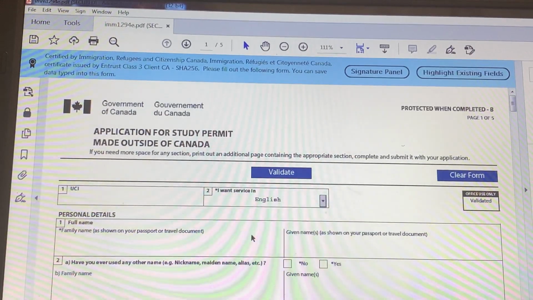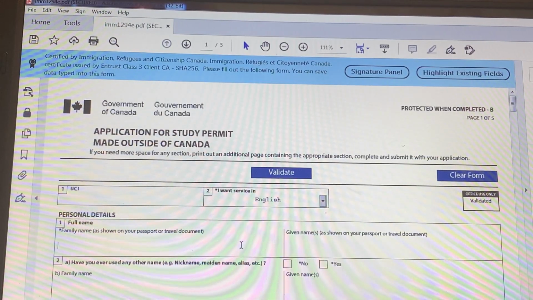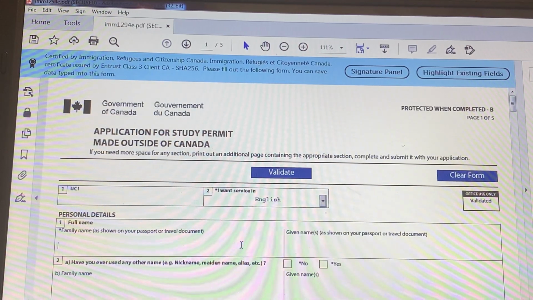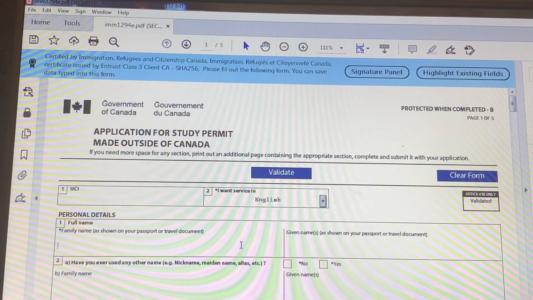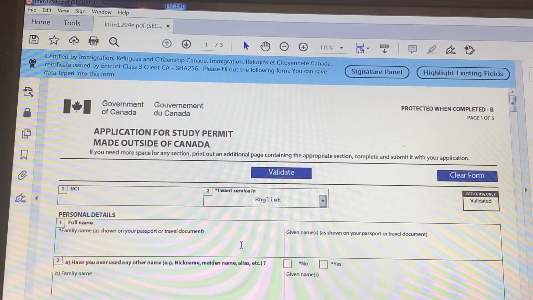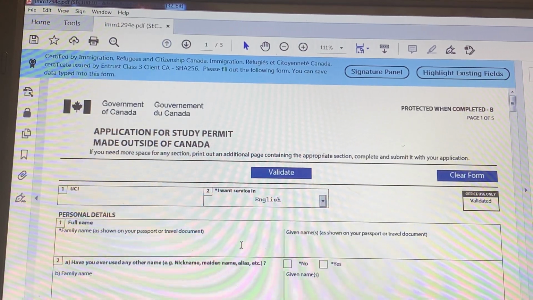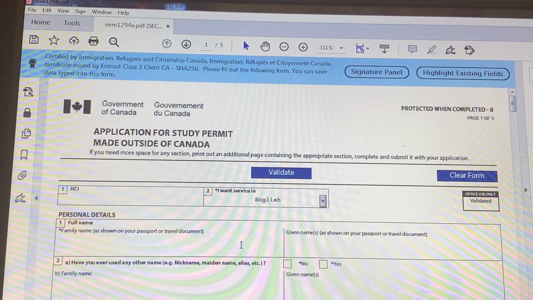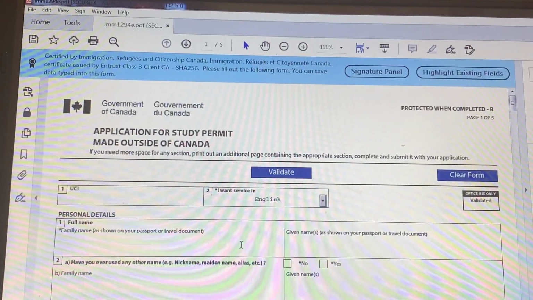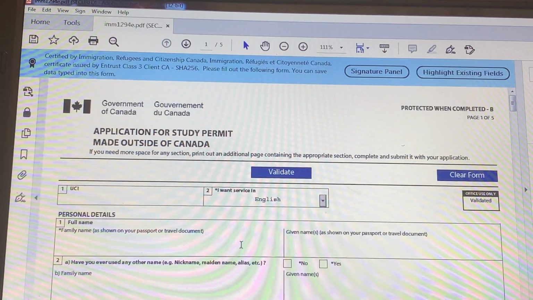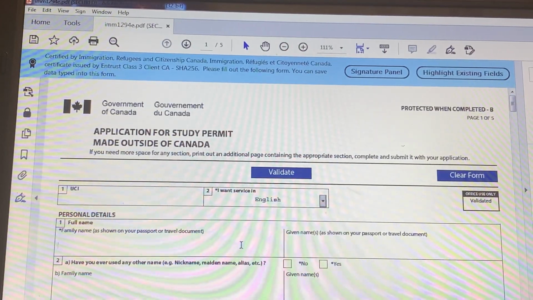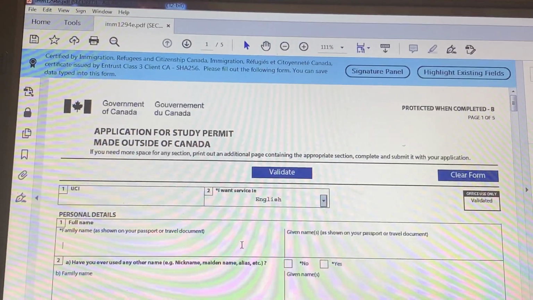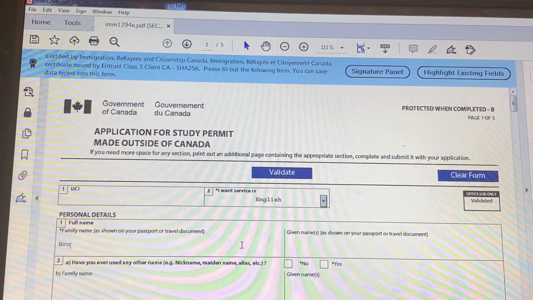Then the other question here says family name as shown in your passport. All right, guys. Depending on the passport that I have, family name is also your last name. Whatever name is in your passport as your family name is what you're going to put right here. In this case, I'm just going to be using John Brown. So I'm going to put Brown in the section right here.